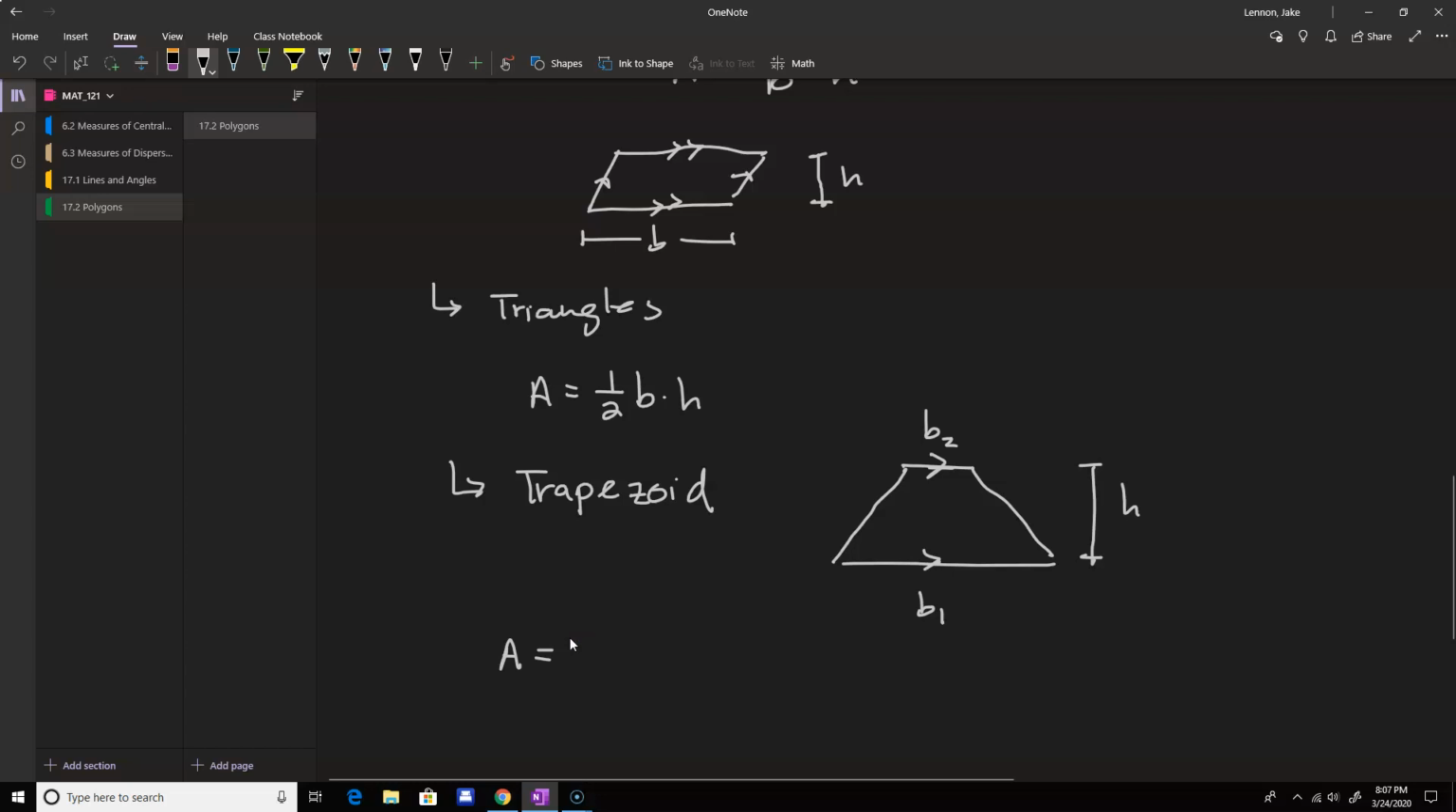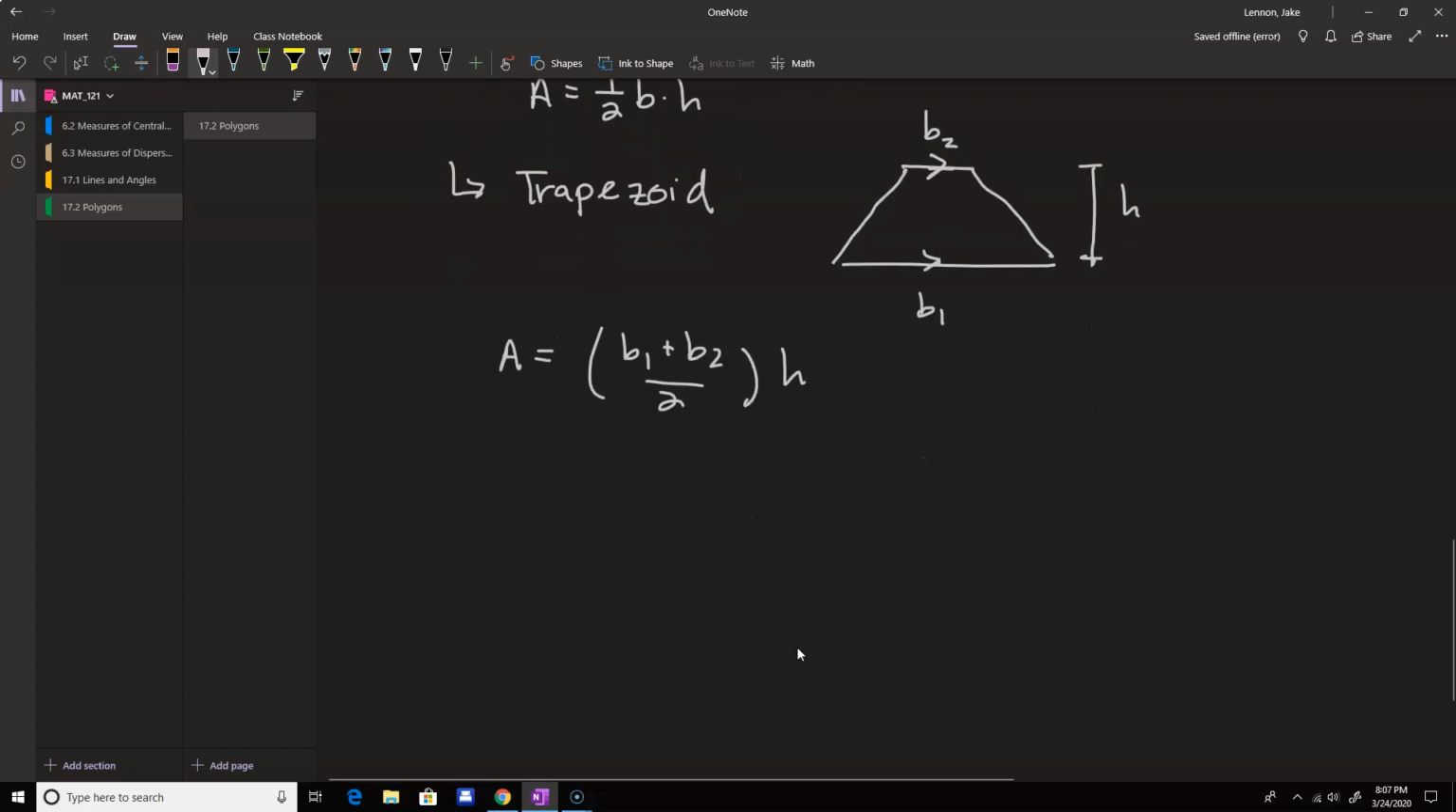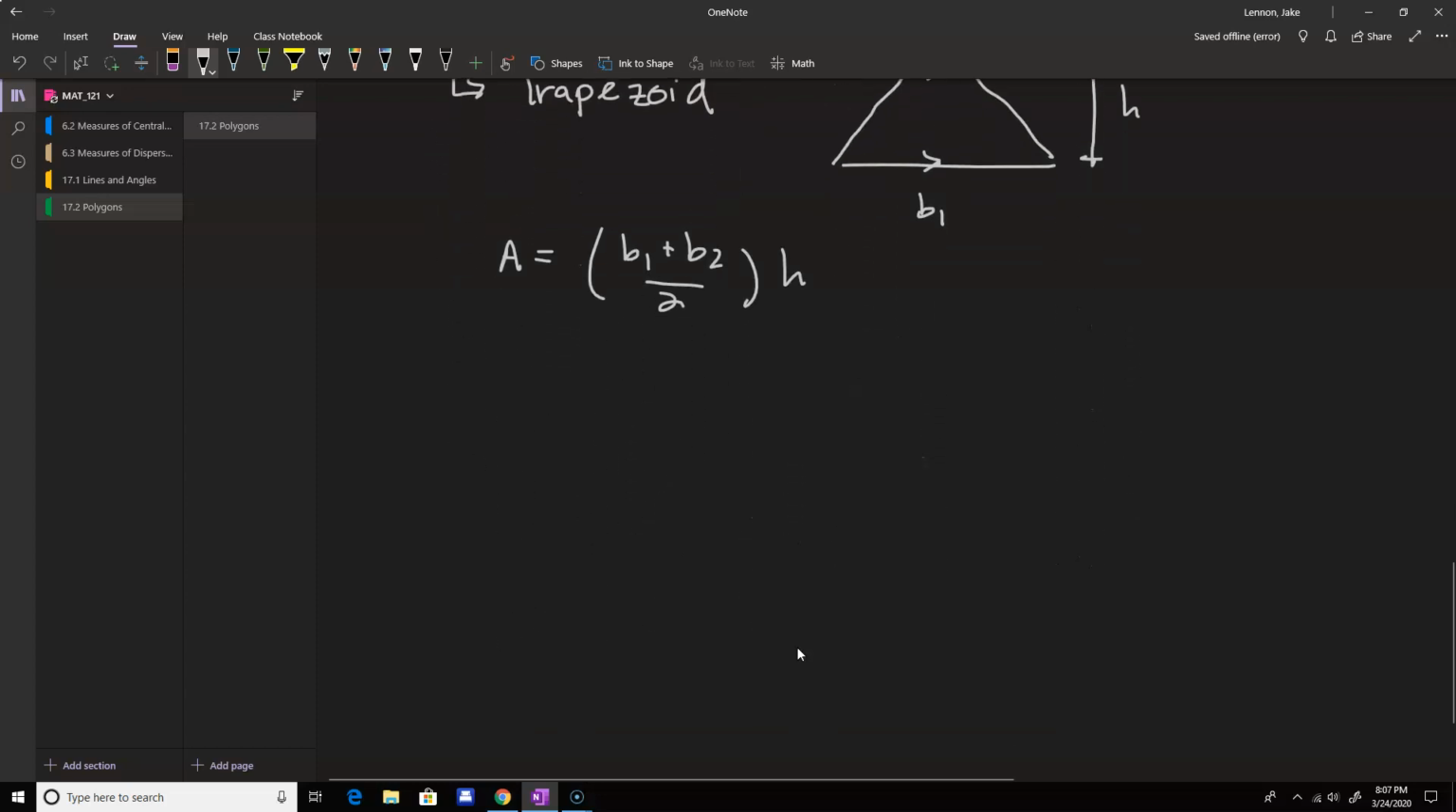Well, that would basically be about the average of the two bases. So what you do is you take base 1 plus base 2, you divide that by 2, that gives you the average base length, and then you multiply that by the height. And that is the area formula for the trapezoid.